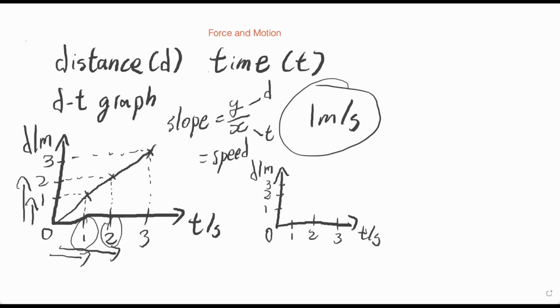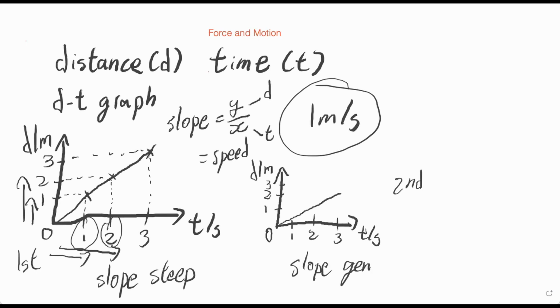And let's say we have a graph that looks like this. You can see that in the first graph, the slope is steeper, while in the second graph, the slope is gentle. So deducing from this, you can see that the speed in the second graph is actually lower as opposed to the first graph.